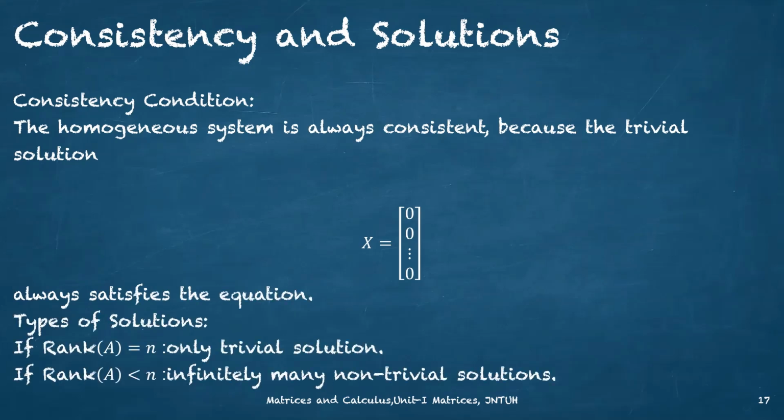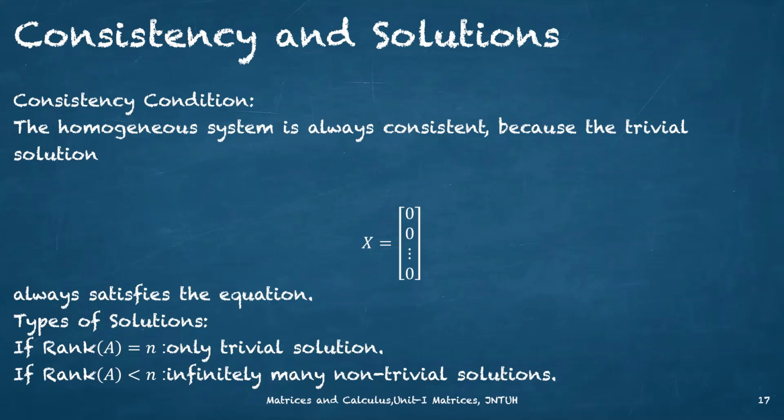Consistency and solutions. A homogeneous system is always consistent. Why? Because the trivial solution, where all variables are 0, always satisfies the equation. That is, x equals a column vector of all zeros, will always make A times x equal to 0. Now let's look at the types of solutions such a system can have.